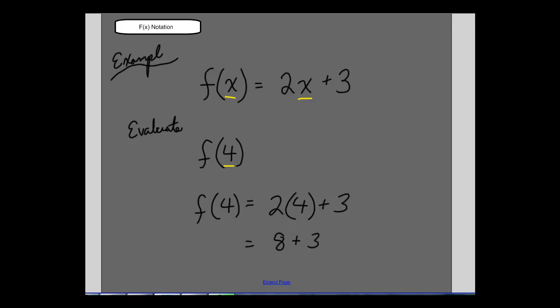And now I'm going to simplify that. 2 times 4 is 8 plus 3. My final answer is 11. Let's look at one more example problem.